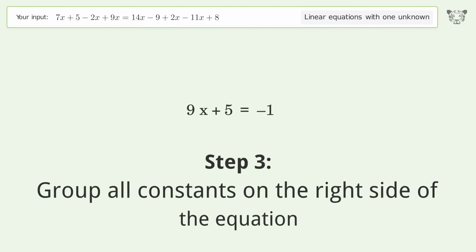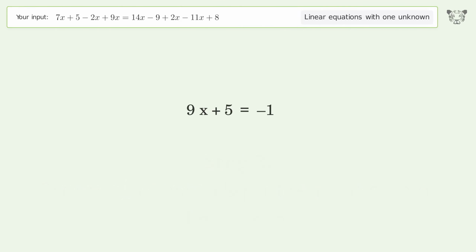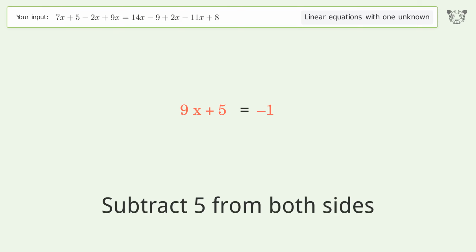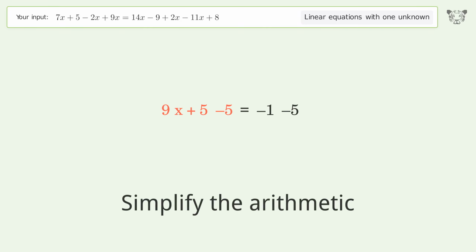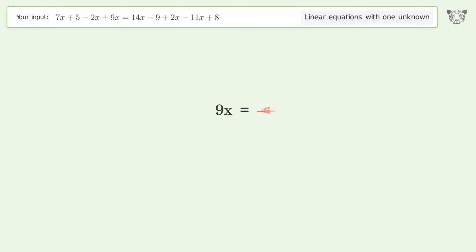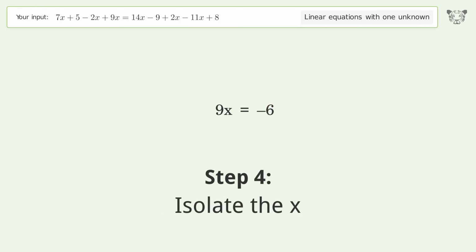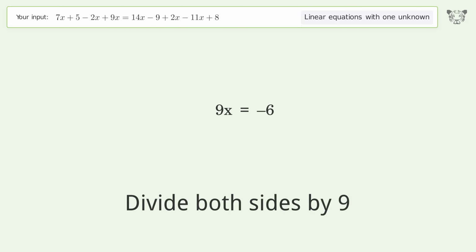Group all constants on the right side of the equation. Subtract 5 from both sides. Simplify the arithmetic. Isolate the x. Divide both sides by 9.